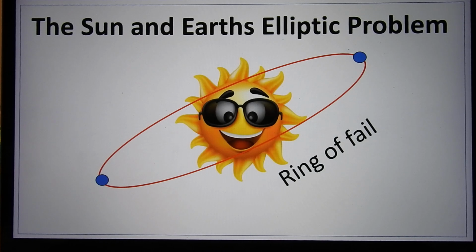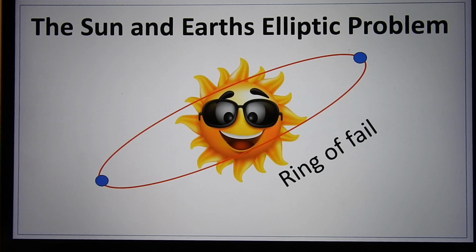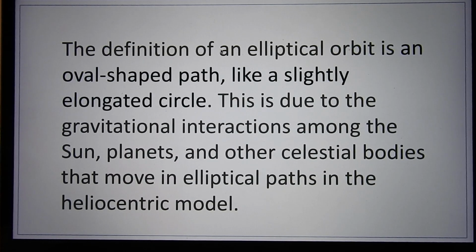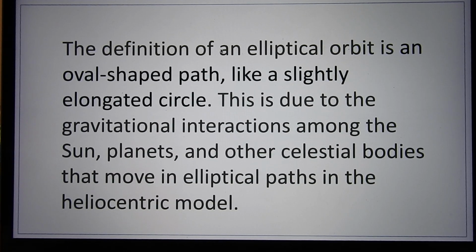Today we're going to talk about the Sun and the Earth's elliptic problem. In other words, the elliptic orbital ring, which is the ring of fail. It's a huge problem for the heliocentric model. The definition of the elliptical orbit for the heliocentric model is an oval-shaped path like a slightly elongated circle. This is due to the gravitational interactions among the Sun, the planet, and other celestial bodies that move in elliptical paths in the heliocentric model.